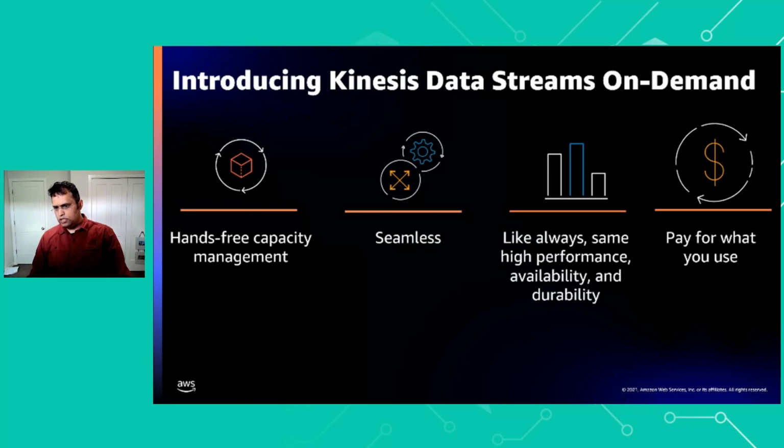The last key principle was you really want to pay for what you use, right? So you don't want to pay for capacity and then worry about how do I optimize this capacity. You just want to pay for the amount of data that is coming in, the amount of data that you're consuming, the amount of data that you're storing, the number of streams that you are provisioning, versus thinking about how much capacity do I really need in each of these streams. So pay for what you use is another key pillar of the on-demand capacity model.